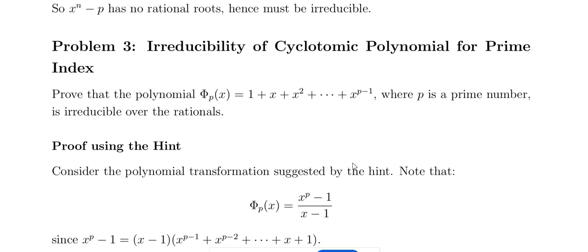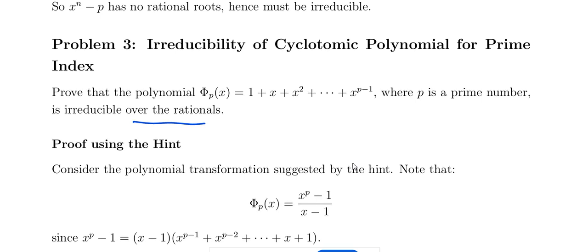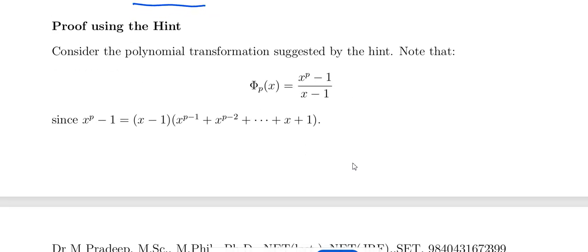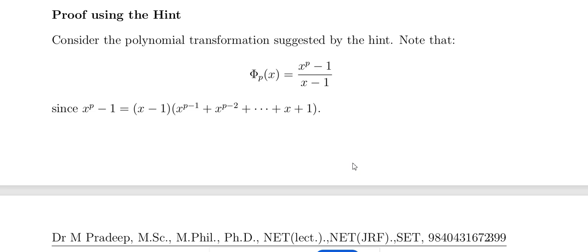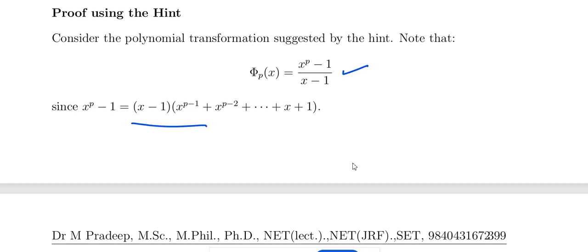Irreducibility of the cyclotomic polynomial for prime index. The cyclotomic polynomial phi p of x, x power p minus 1, x power p minus 2 and so on, where p is a prime number, is irreducible over the rationals. So phi p of x we can express as x power p minus 1 divided by x minus 1. Already we know that, so this can be factorized.